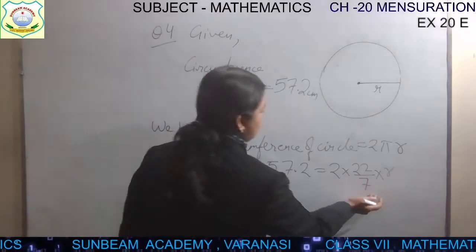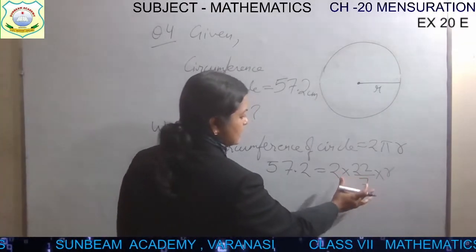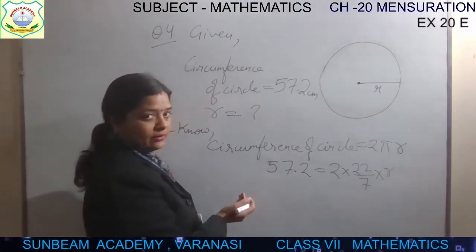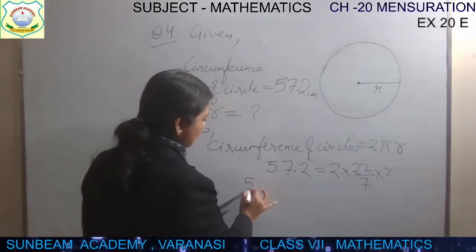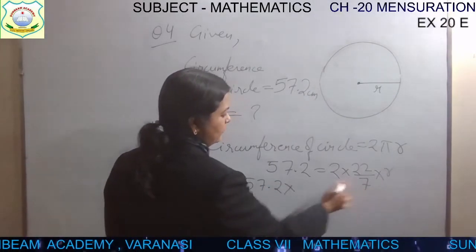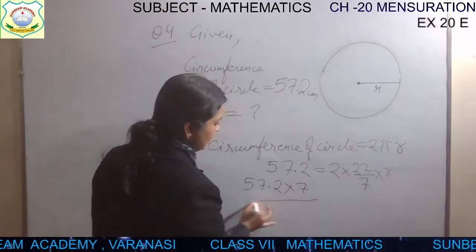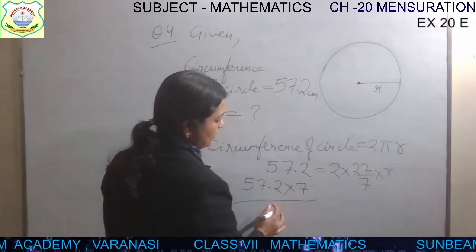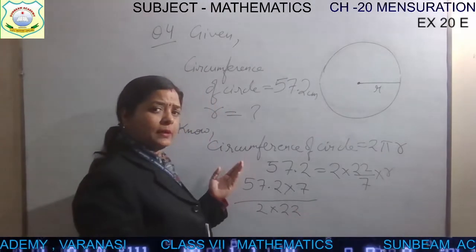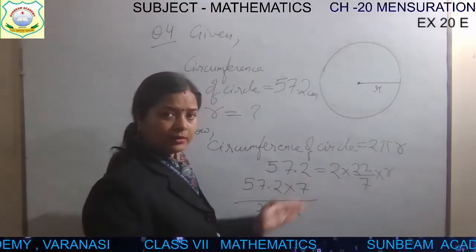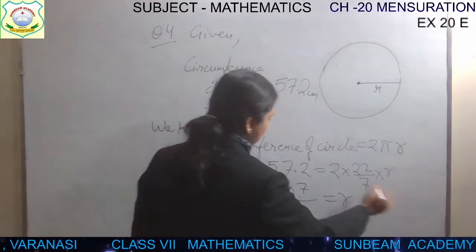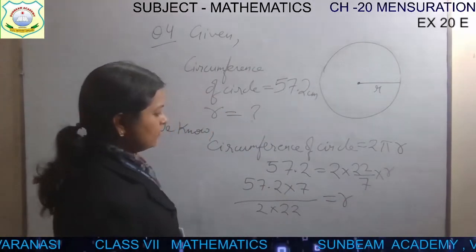Now, simply transpose these constant values to this side. So 57.2 will be multiplied with the denominator, that is 7, divided by the numerator value which will come down, 2 into 22. No need to make it complex and then simplify. Write it down as it is, 2 into 22. That is equal to radius. Now simply we will solve.